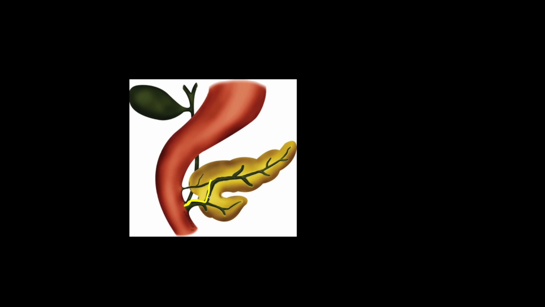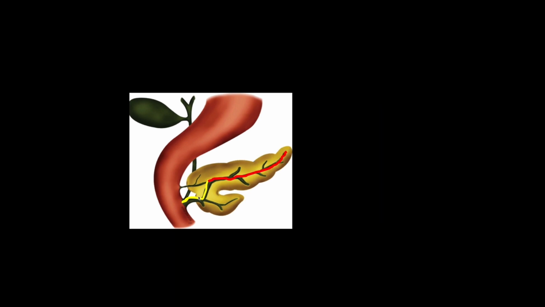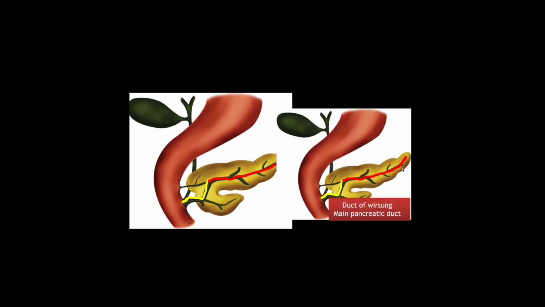The part of the ventral duct between the fusion point and major papilla is termed as duct of Wirsung. The part of the dorsal pancreatic duct distal to the fusion point is known as the main pancreatic duct. Now these two drain most of the pancreatic parenchyma and open into the major papilla along with the common bile duct, and it also has an oblique course in the head region.